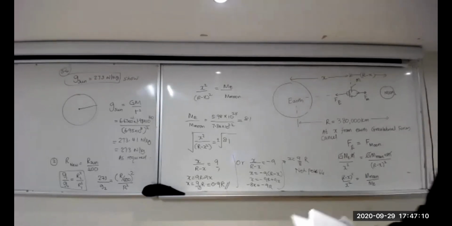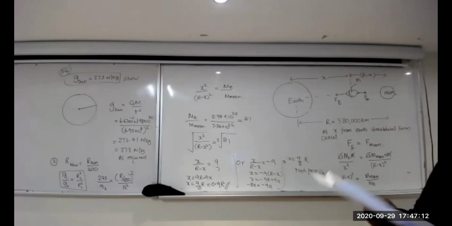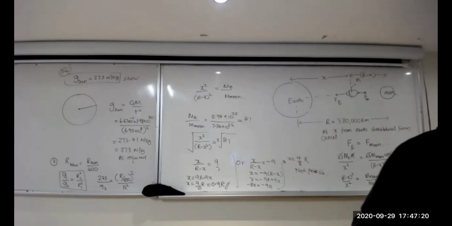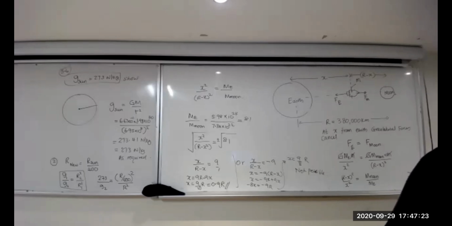They are simply asking to explain what happened to the value of g as r reaches 0. The main thing is to use the equation to show your thinking. The equation is g equals GM over r squared. When r reaches 0, your g, gravitational field strength, reaches infinity. That's the main thing that you need to show.